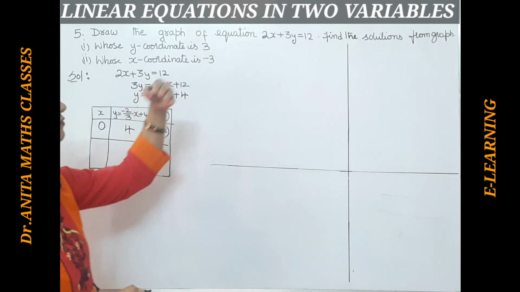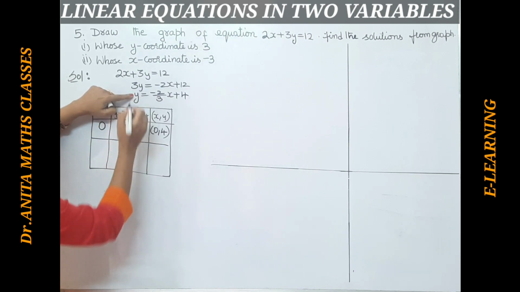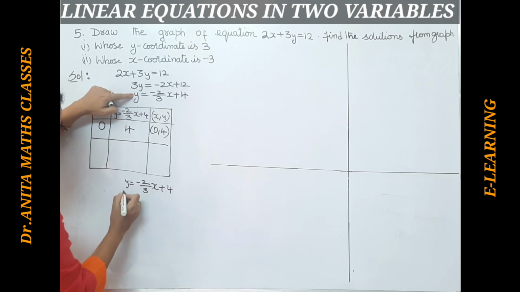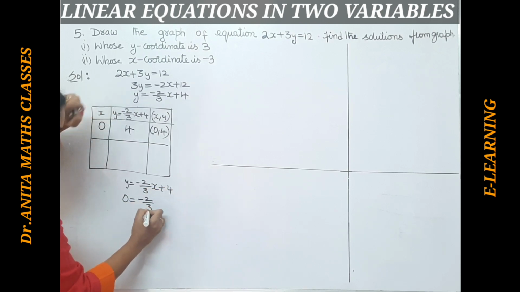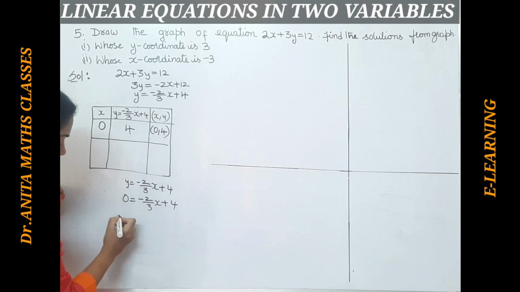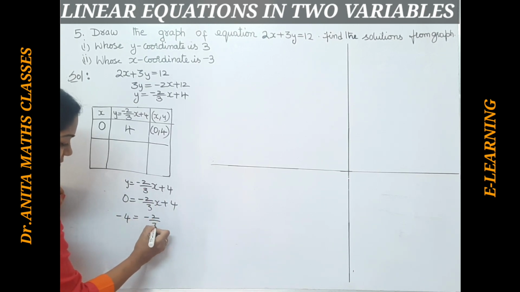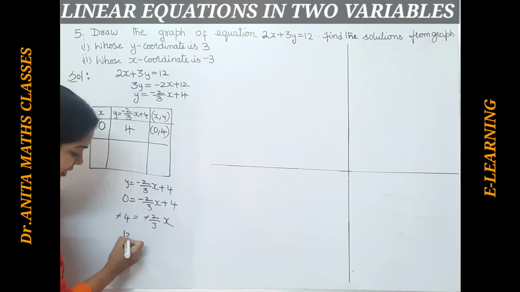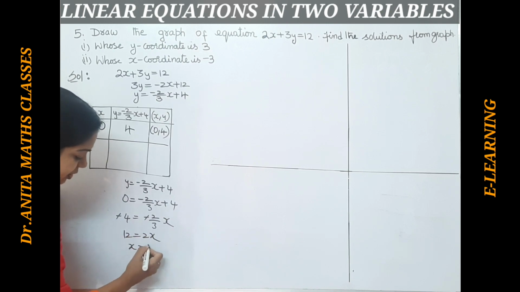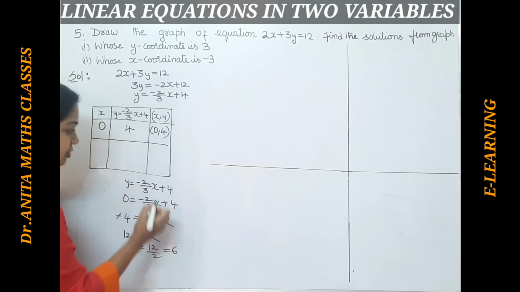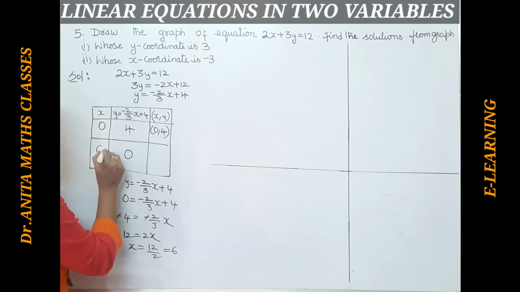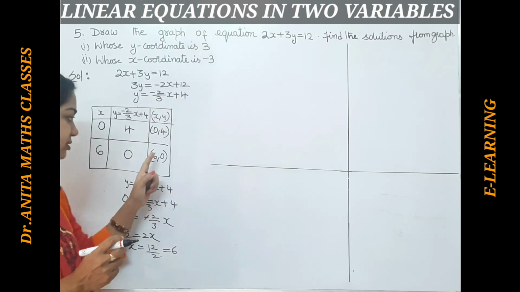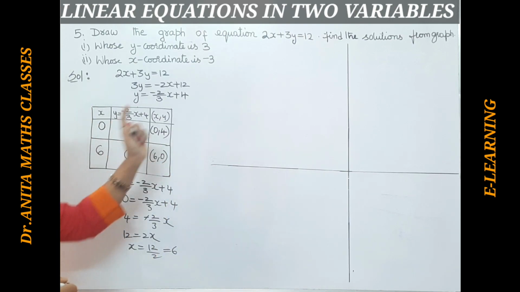Now, let me substitute when y is 0. When y is 0, minus 2 by 3 x plus 4 equals 0. Shift the constant to the other side, this becomes minus 4 equals minus 2 by 3 x. Let us remove the negative signs on both sides. If you cross multiply, 12 is equal to 2x and x is equal to 12 upon 2, that is 6. So when y is 0, x is 6. We got 6 comma 0 as the ordered pair. These are the points to be plotted to get a graph.